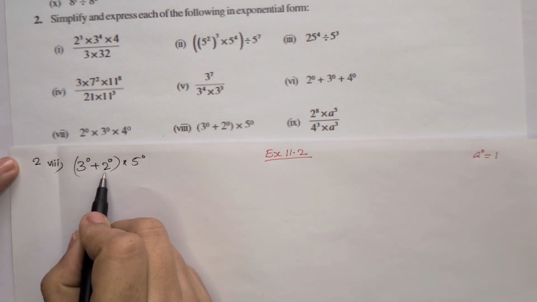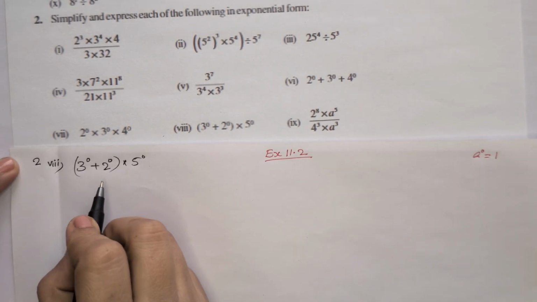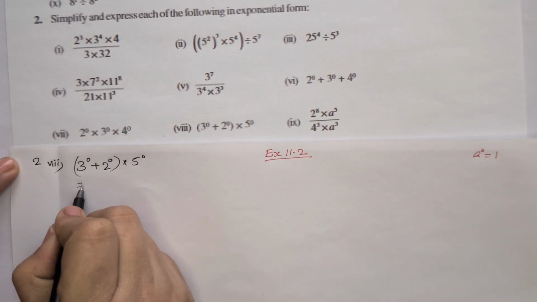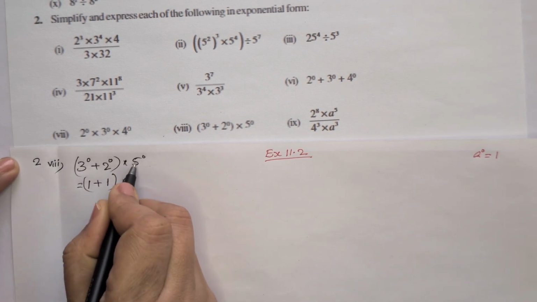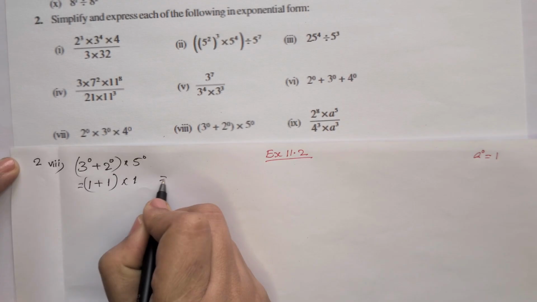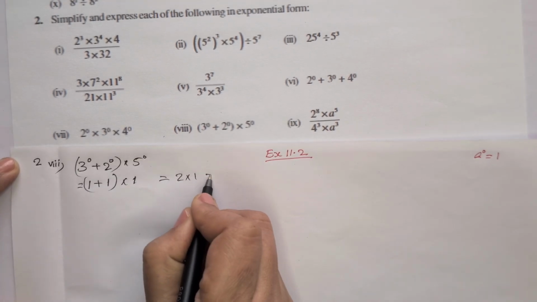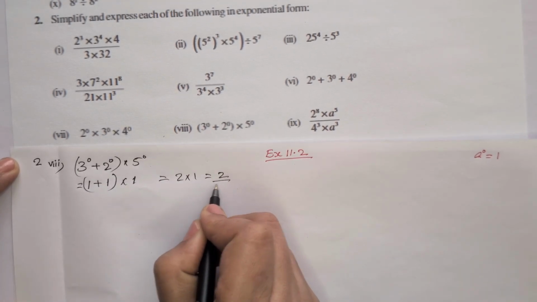Next one, 3 raised to 0 plus 2 raised to 0 into 5 raised to 0. We know that 3 raised to 0 is 1, plus 2 raised to 0, also 1, that into 5 raised to 0, 1. So 1 plus 1, 2 into 1 is equal to 2.